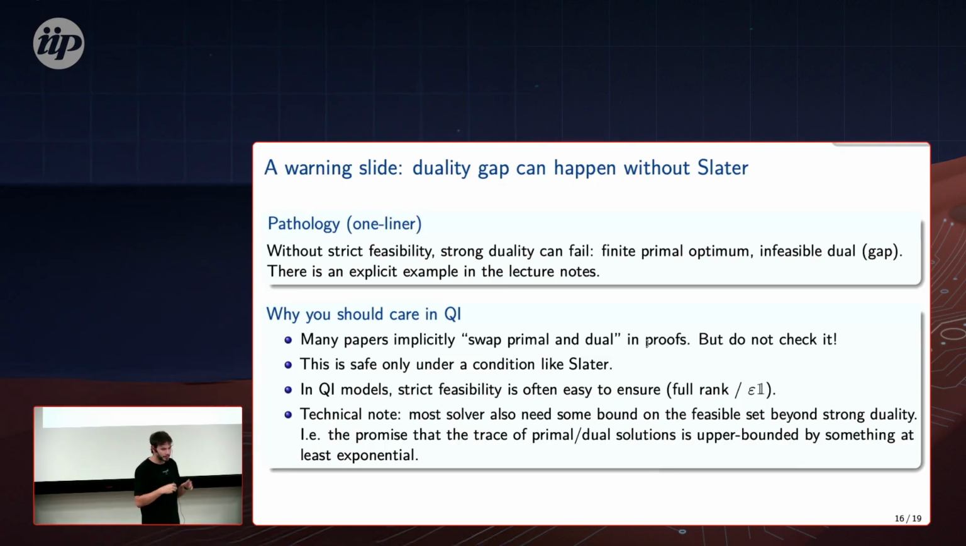Okay, so the main message is there are some asterisks when you're using duality theory and when you're saying that you can always solve SDPs efficiently, and we should care about them.